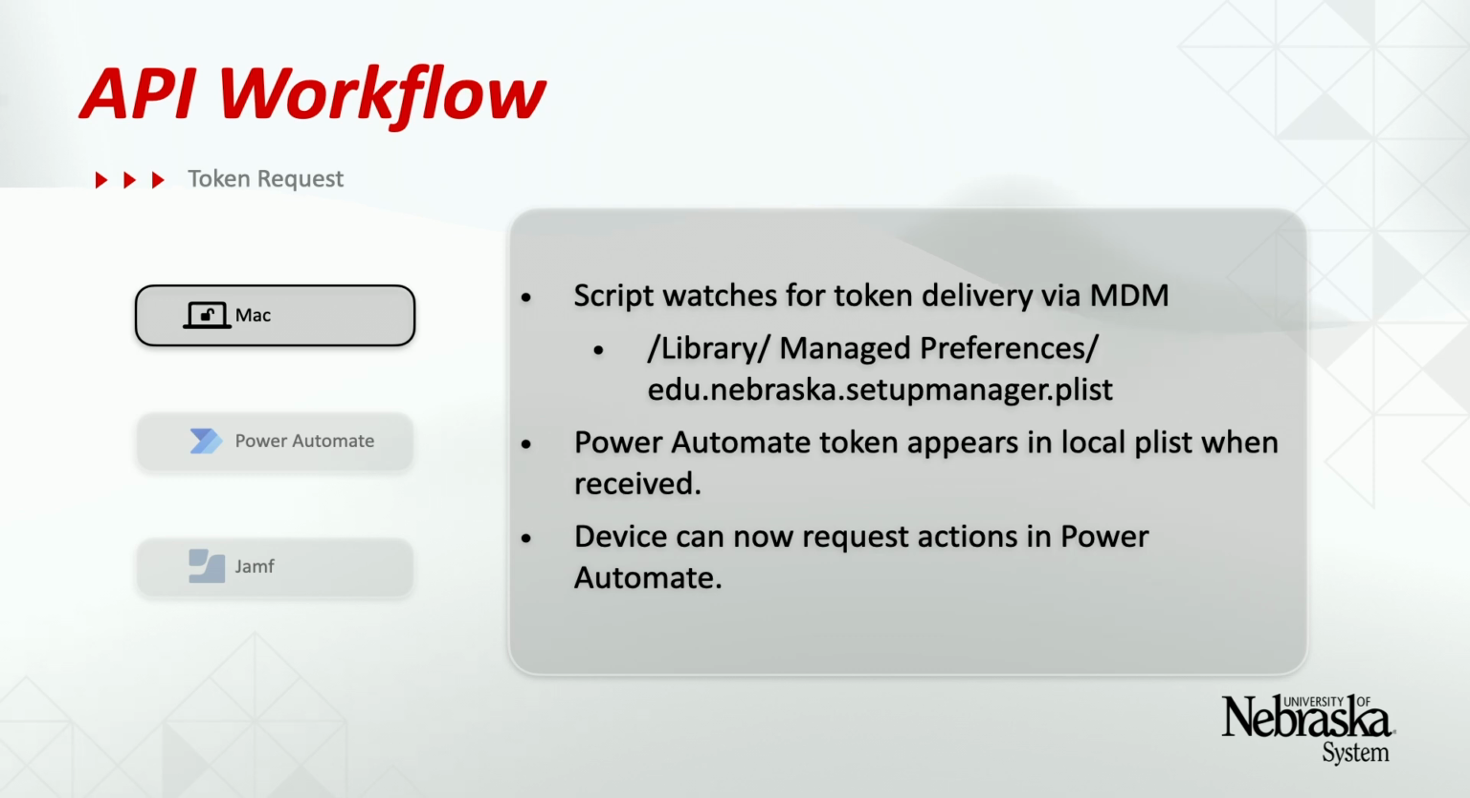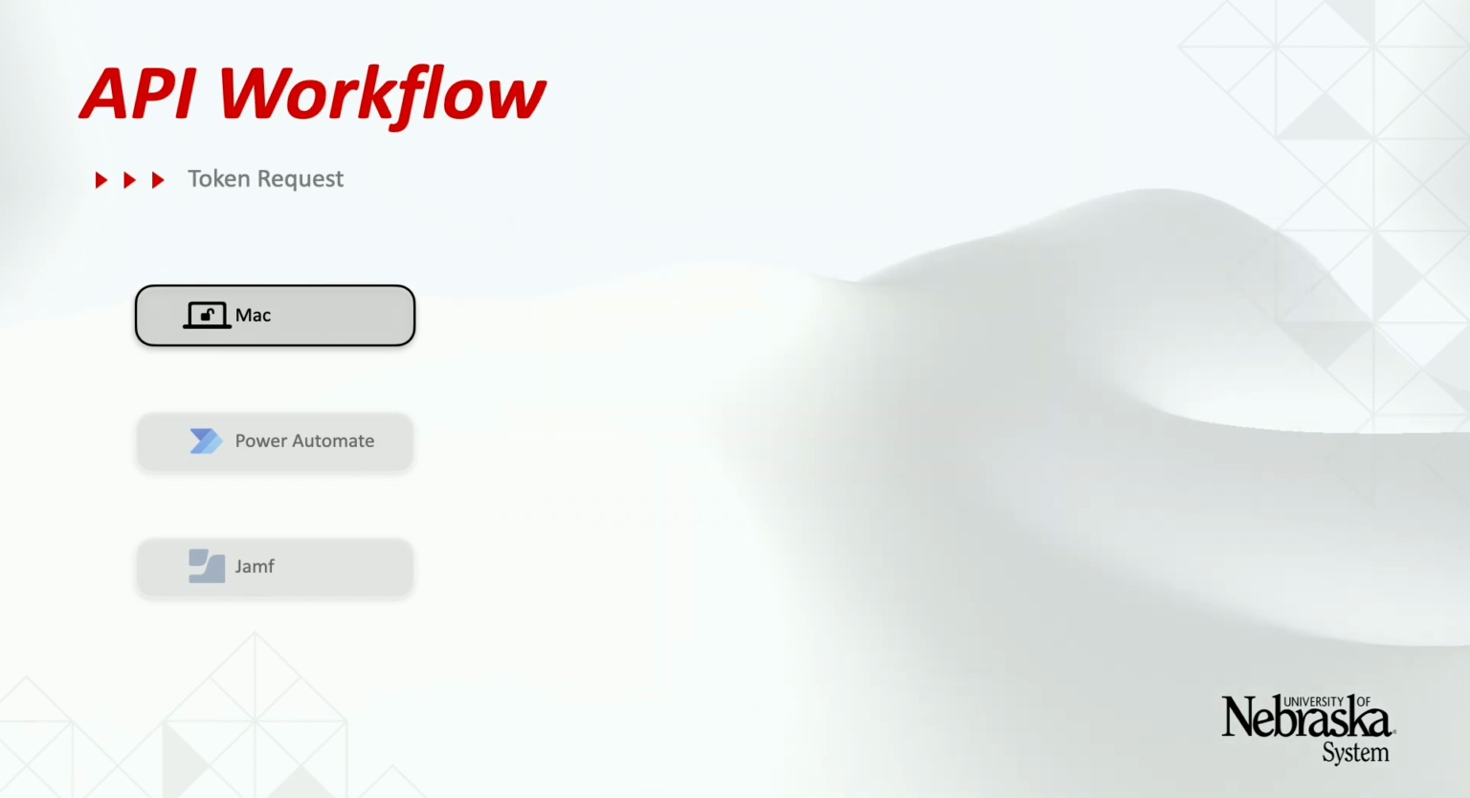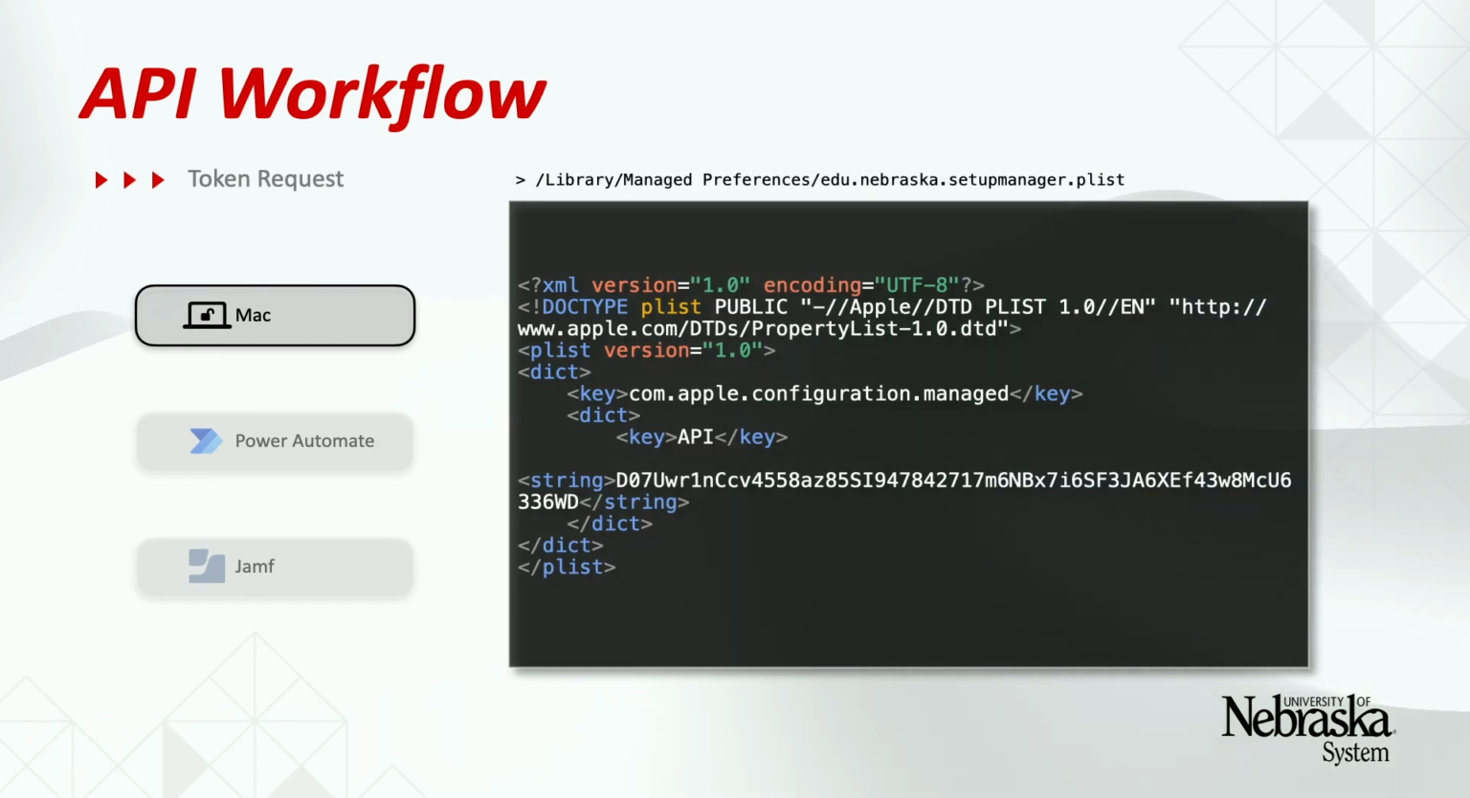And so we've got that token locally on the device now through that local file, and that device can use that token to initiate additional actions in Power Automate. This is just a quick look at what that plist file looks like in the Managed Preferences folder. It's just in a dictionary in a plist file under the key API, and we get that string that we generated.